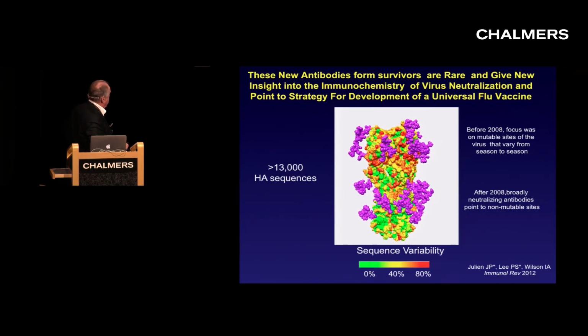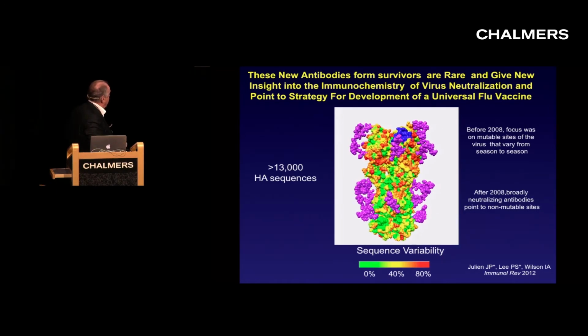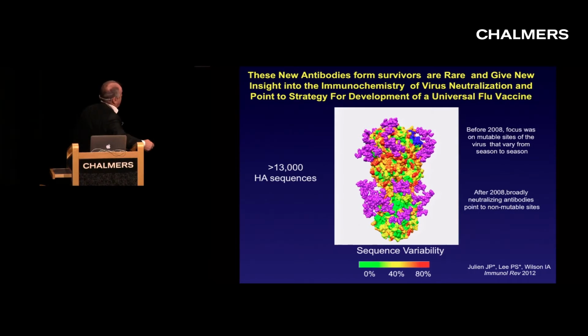This is the flu hemagglutinin based on about greater than 13,000 hemagglutinin sequences. And I think it's probably obvious to everybody in the audience. You can draw a line right here, and you're measuring sequence variability. Almost all of the sequence variability, except for a couple patches here, are in the top half of the molecule. So before the year 2008, the entire focus was on these mutable sites of the virus that vary from season to season. Nobody looked down here, okay?